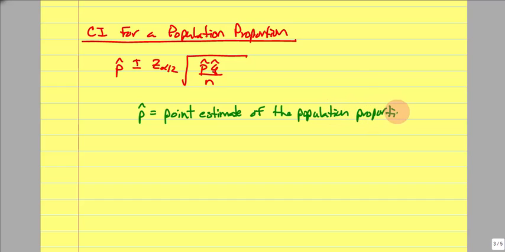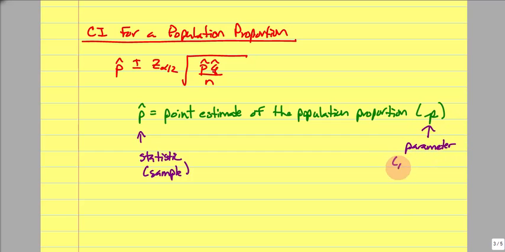So first of all, P hat is a statistic, and the population proportion is given by this script P, and it's usually given as a percentage or a decimal. So P hat is the statistic based on a sample, and P is going to be the parameter, and it's based on a population.